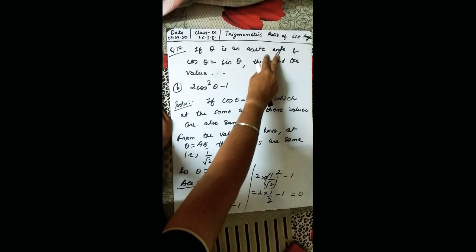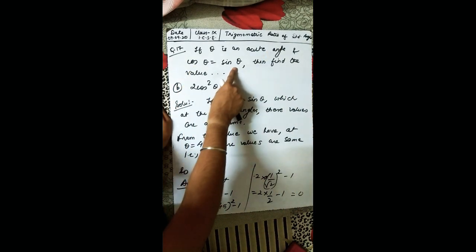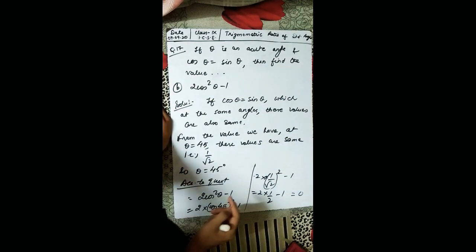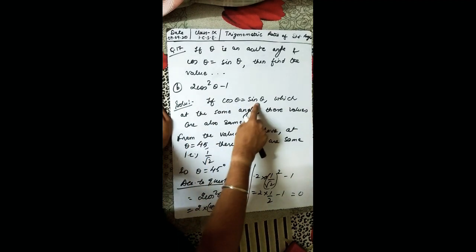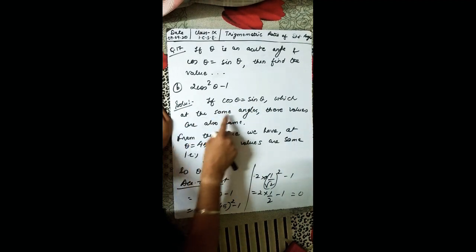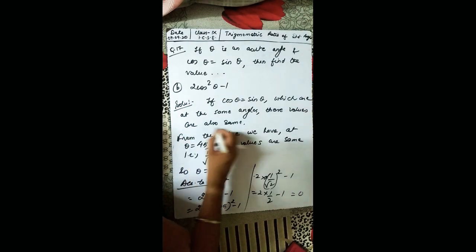Okay, let's understand the 17th question. If theta is an acute angle, which means lying between 0 and 90, and cos theta is equal to sine theta, then find the value of the following thing. I'm doing again the B1. Now, what I have written some theory that if cos theta is equal to sine theta, which are at the same angle, their values are also same.